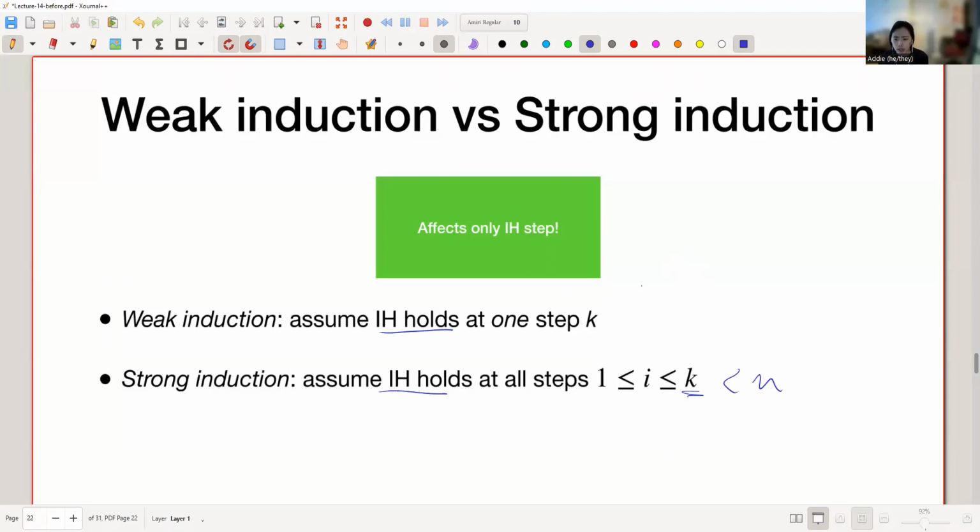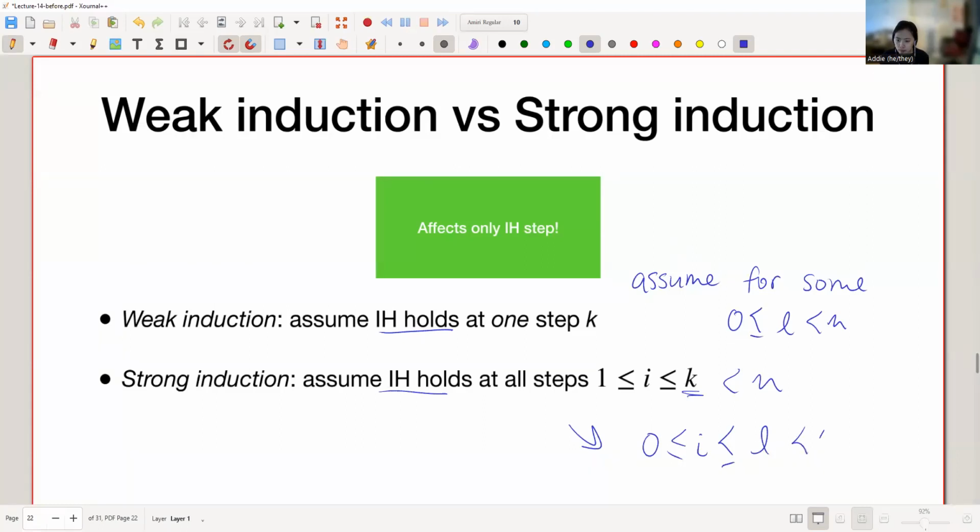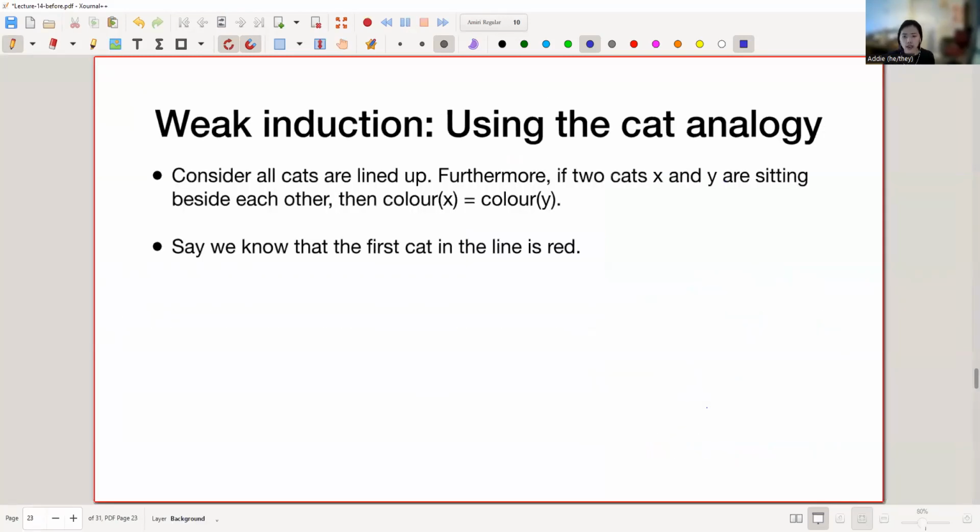In weak induction, we often have assumed that the claim holds for some L between our base case and n, that is less than n. For strong induction, we are now allowed to assume that the claim holds for all, let's call it i, that are less than or equal to L, but still strictly less than n. Okay. Now you might be looking at this and rightly thinking, this is still very abstract. What does this actually mean in terms of practicing induction? Well, let's take a look at some analogies.